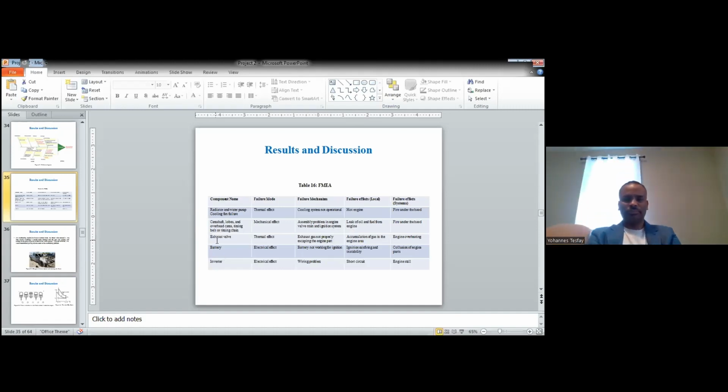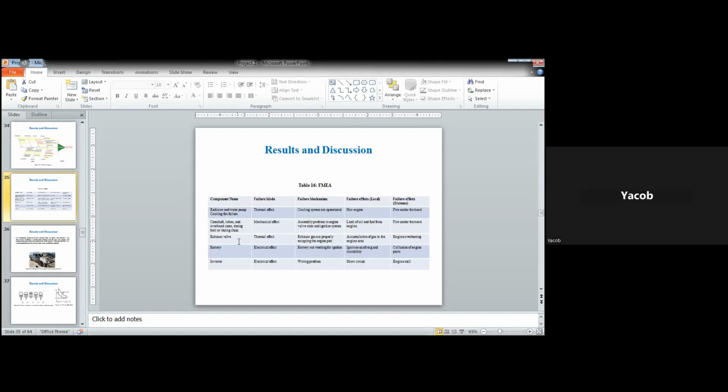And then the third component, exhaust valve. This is failure mode, thermal effect: exhaust gas not properly escaping from the engine part is the failure mechanism. The local effect can be accumulation of gas in the engine area, and engine overheating will be the system effect.